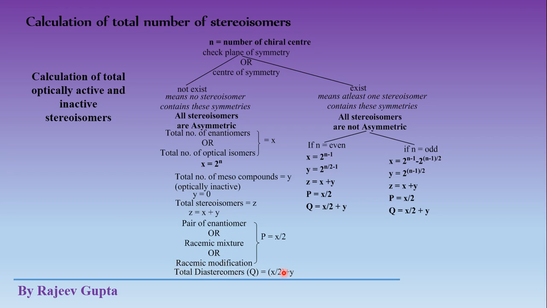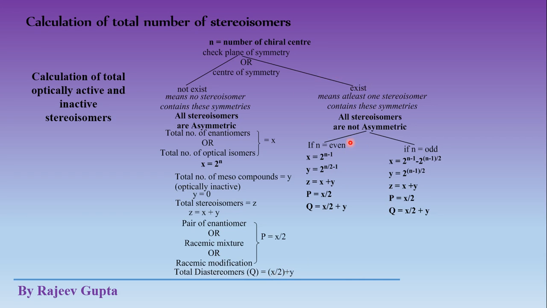Here the total diastereomers will be x by 2 plus y. Here y is 0, so x by 2 is equal to the racemic mixture or racemic modification, the number of pairs of enantiomers. So these are the total number of diastereomers. This number will be x by 2.